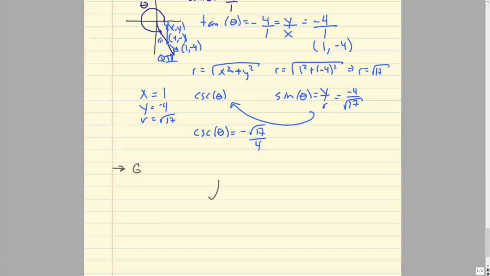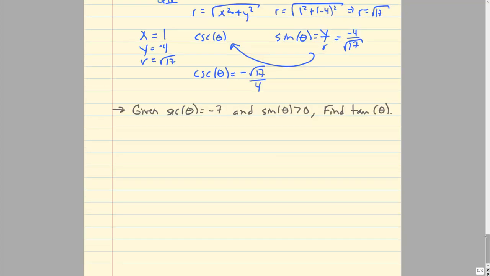Let's look at when we're given secant theta. We're given secant theta is negative 7, and that is possible. Go back to your range on the previous page, and you'll see that it is possible to have a secant of negative 7. And in this case, we're given that the sine of theta is greater than 0, which means positive. We can find all the other trig functions, but I would just like to find tangent of theta. Once you do all the work to find tangent, you really have them all found.